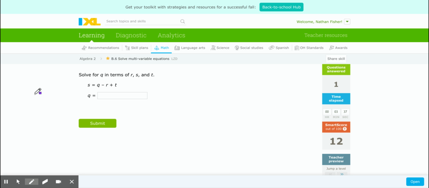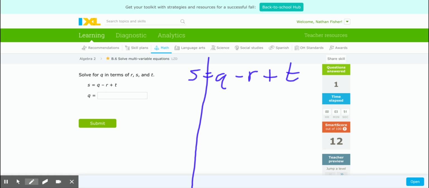So let's look at another one. Solve for Q in terms of R, S, and T. So that means Q is the thing I want by itself. Let's write this out again so we have more room to work. And I like to show the line down the equal sign. Okay, I want Q by itself, so let's start moving things to the other side. Let's go ahead and switch colors again. Let's get rid of this T first.